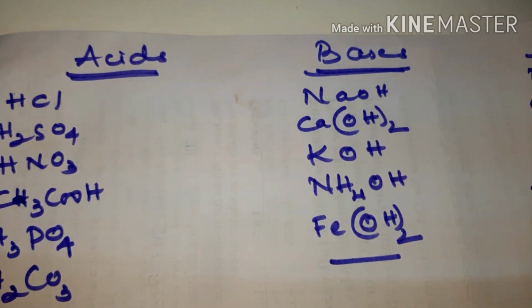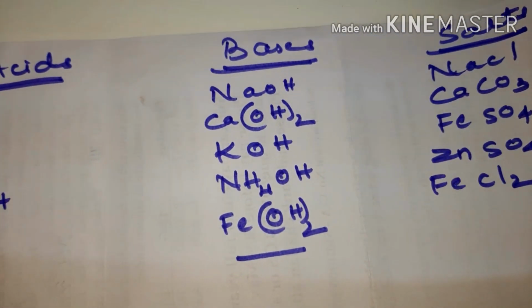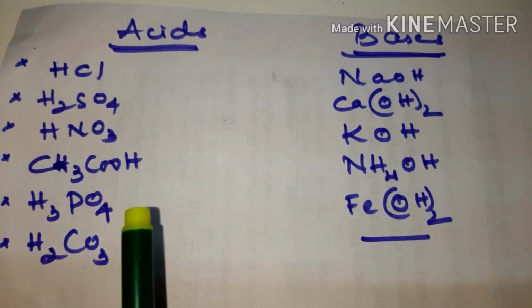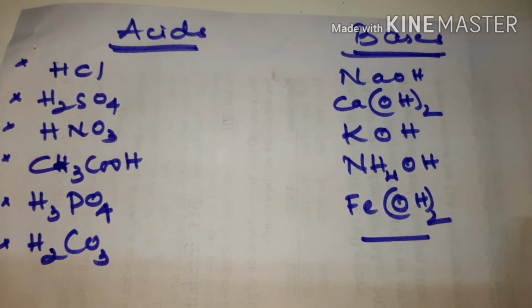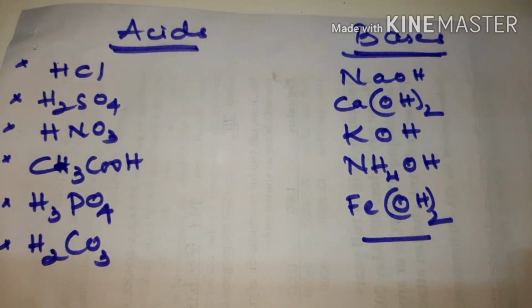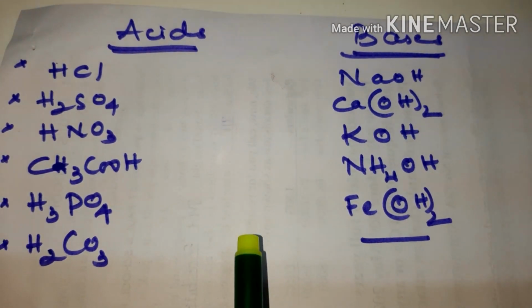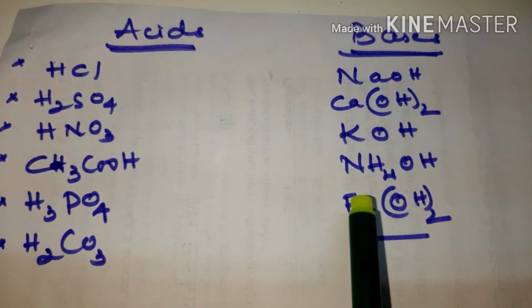Now we shall see some of the acids, bases and salts, children. So how do you identify that a given substance is acid, base or a salt? This type of questions will be coming in your exam. So how do you identify a given chemical is acid, base or a salt?